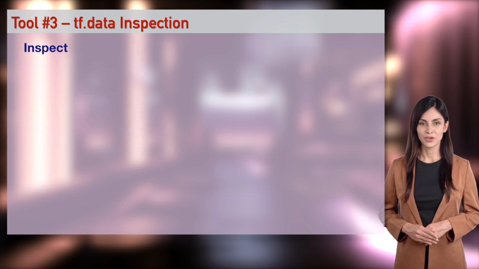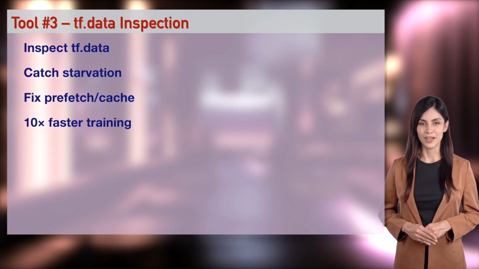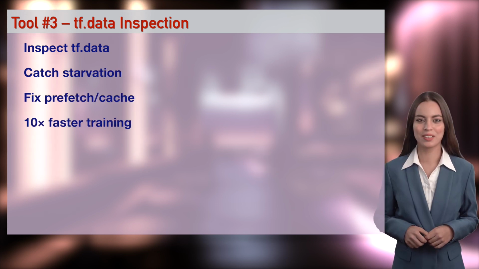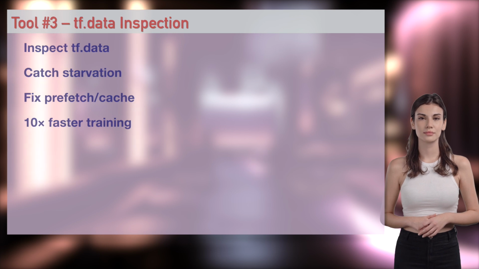TF data bugs are silent. Wrong shuffling, no prefetch, caching disasters. I trained for 12 hours because prefetch was off. Data starvation. Always inspect your pipeline with .as_numpy_iterator. I'll show a broken pipeline fix with prefetch and cache.